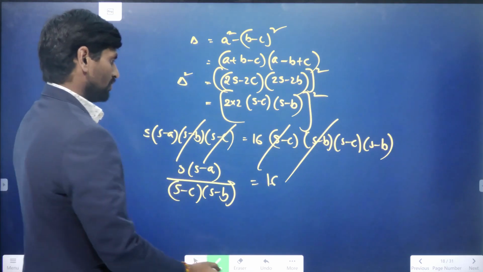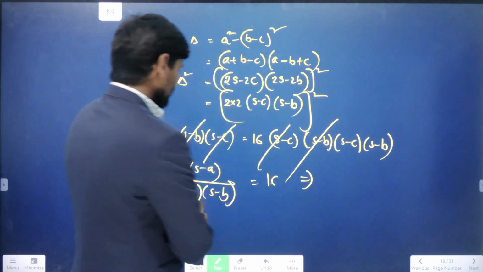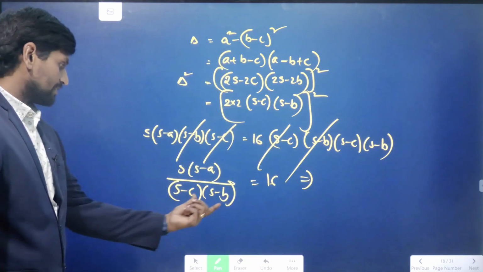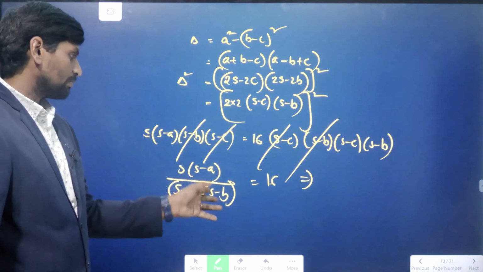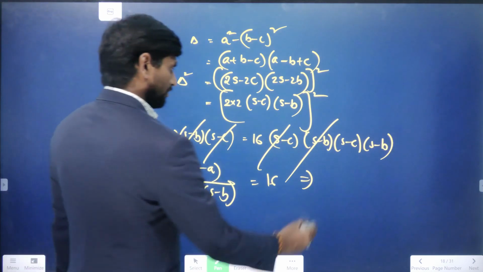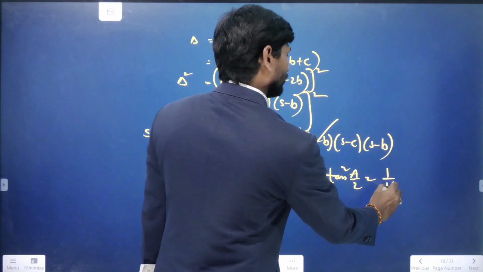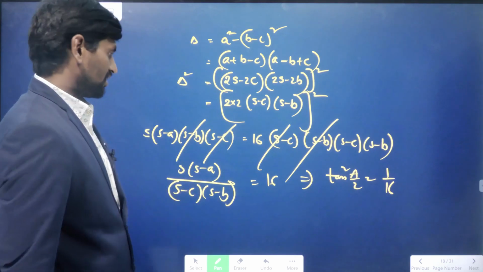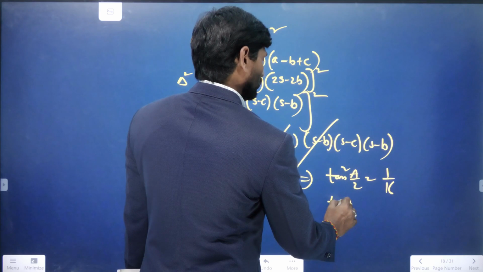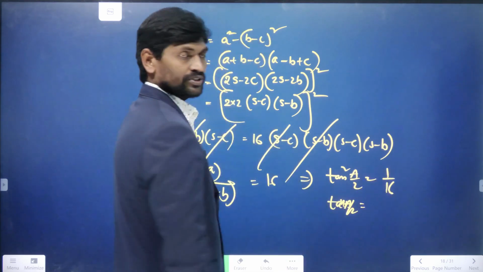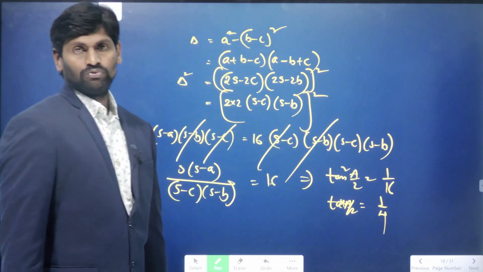If I reverse this one, I will get (s minus c) into (s minus b) by s into (s minus a). So it is the formula for tan square A by 2. I am reversing, so tan square A by 2 value is nothing but 1 by 16. Both are interchanging, I have written the reciprocals. So from this, tan A by 2 equals, if you transpose the square outside as root, 1 by 4. Tan A by 2 value is 1 by 4.